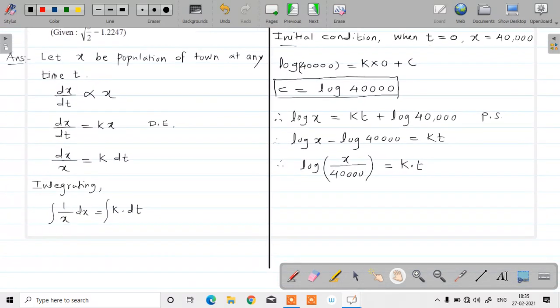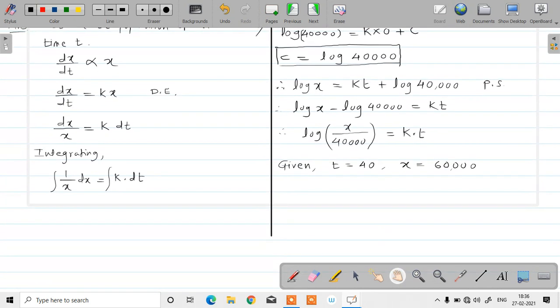Now further we have to use the given condition to obtain the value of the proportionality constant. So by using the given condition, what is given to you? After 40 years, means when t is equal to 40, what is the value of population? X is equal to 60,000. Initially it was 40,000, now it is 60,000.